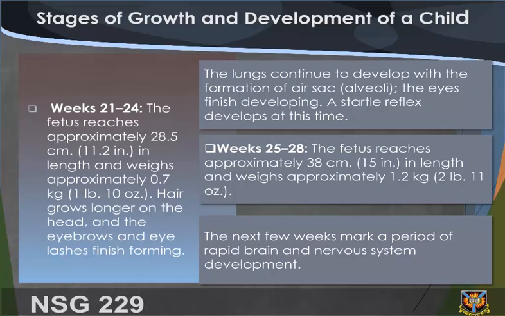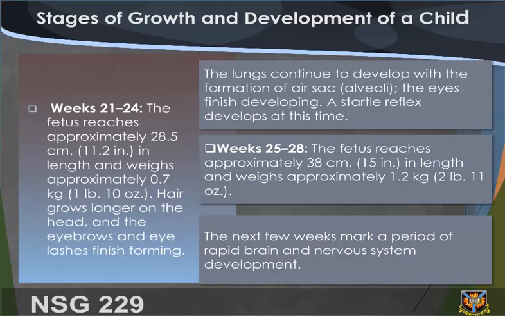Weeks 21 to 24. The fetus reaches approximately 28.5 centimeters, 11.2 inches in length, and weighs approximately 0.7 kg, 1 lb 10 oz. Hair grows longer on the head, and the eyebrows and eyelashes finish forming. The lungs continue to develop with the formation of air sacs, alveoli. The eyes finish developing. A startle reflex develops at this time.